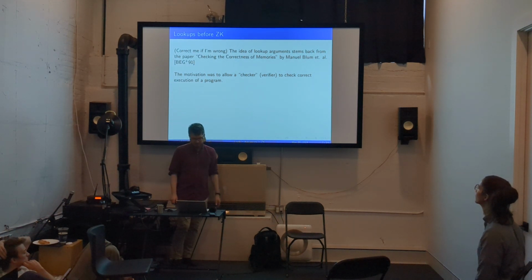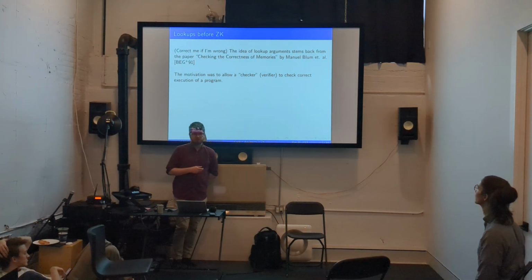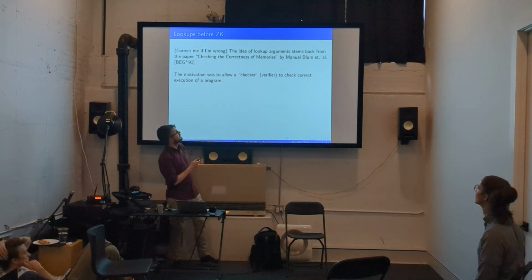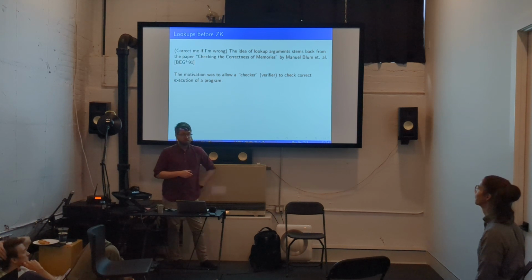So I think it should not be so controversial to say that the idea of lookup arguments stems from this paper, Checking the Correctness of Memories, by Manuel Blum from 1991, completely devoid from the context of ZK. They were working in the setting of checking, which in the ZK context would be something like a verifier checking the correct execution of programs. And up until this point, the kinds of programs that you could check execution for were programs where the state didn't change, where it was an immutable state, a pure type function.